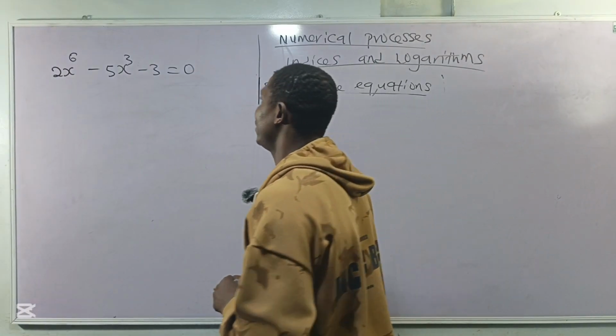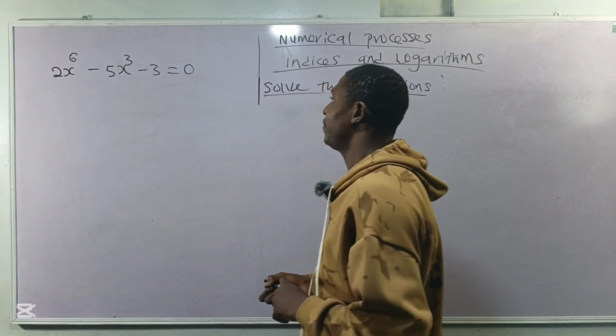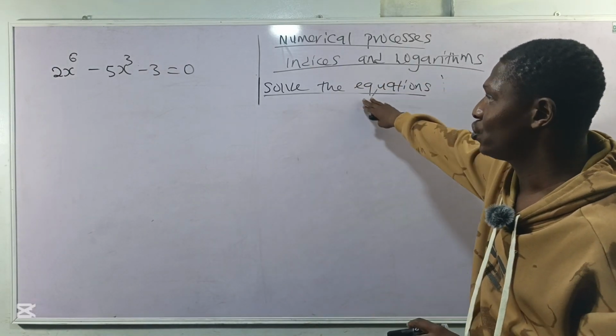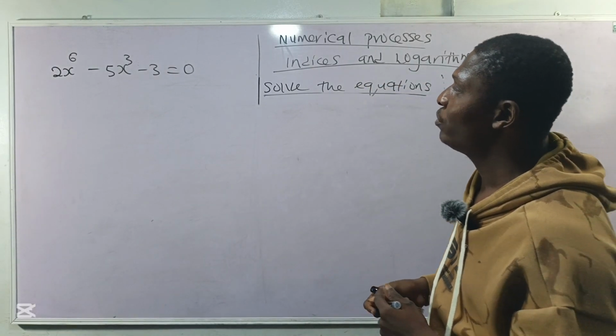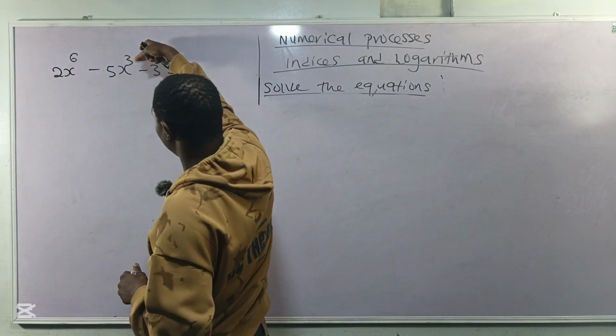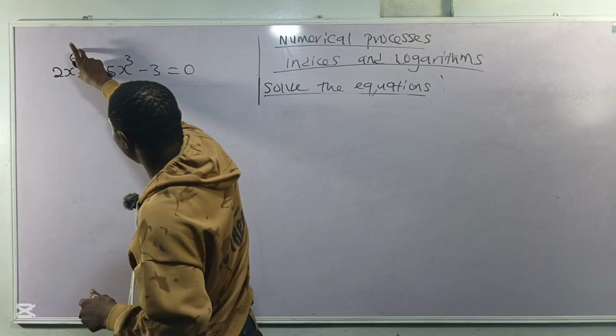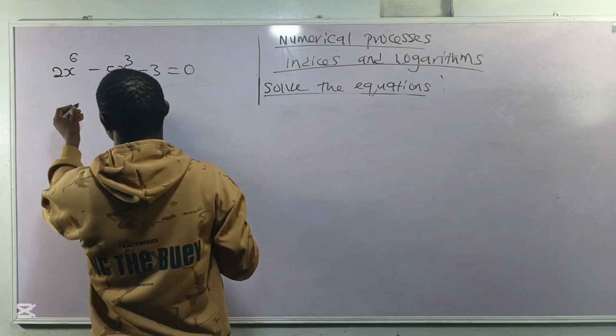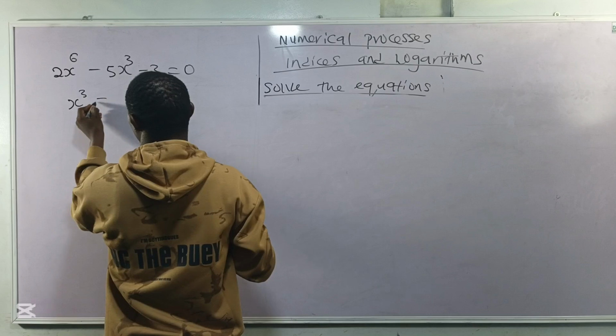We have 2x^6 minus 5x^3 minus 3 equal to 0. We have to solve the equation. How are we to solve the equation? Let's focus on this x^3. If this x^6 can be put in this form, so we can say let x^3 equal to what?